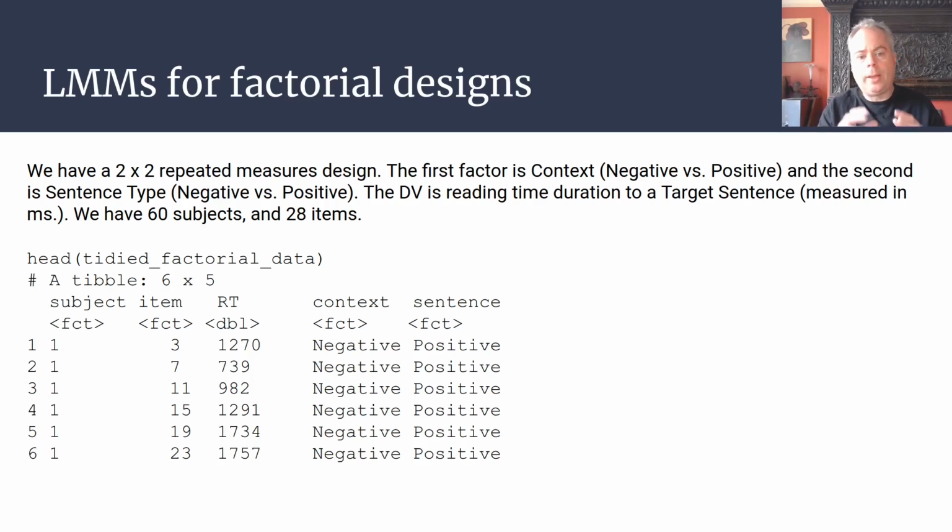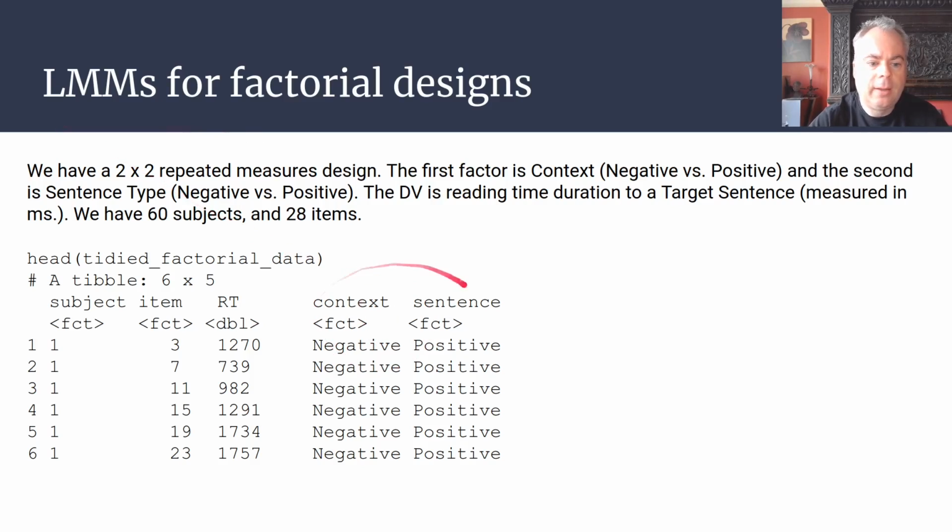Basically, people are reading sentences in context. The idea is that if the context is quite negative, people might then be faster at reading a subsequent negative sentence in that context, relative to reading a negative sentence in a context which had actually been positive up to that point. So you can think of this as a bit of a priming type effect. Our dependent variable is reading time duration to the target sentence. Overall, we have 60 participants and 28 items.